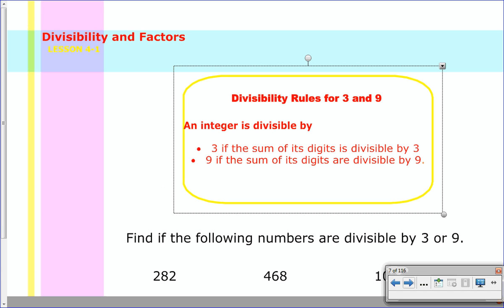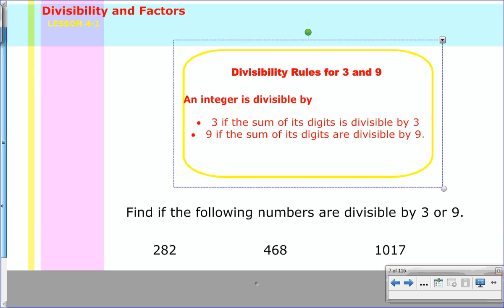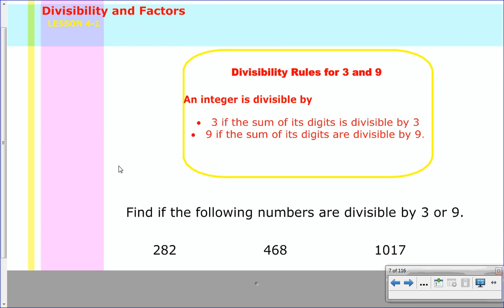However, we have 2 more divisibility rules, and unfortunately, they're not quite as easy as the last 3. We need to know if a number is divisible by 3 and 9. And the way we do that is with these rules. An integer is divisible by the number 3 if the sum of its digits is divisible by 3. So with whatever whole number they give you, you add those digits together, and then if that sum is divisible by 3, so is that number. And 9 works the same way if the sum of those digits is divisible by 9.